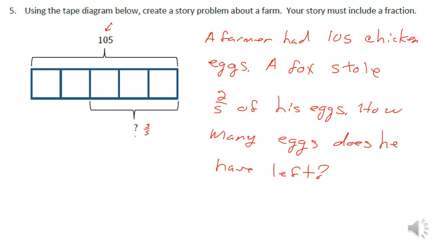So as you can see with the problem I've done, the 2/5 here is what was stolen. The 3/5 is what he has left. So 105 times 3/5. Okay?